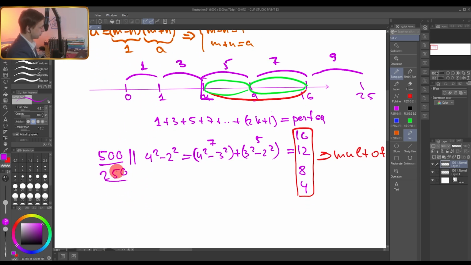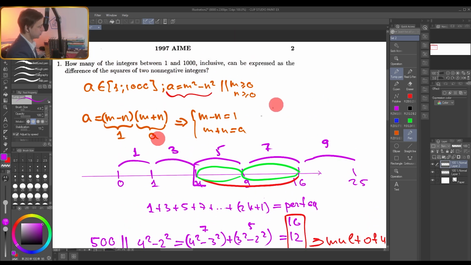It means that you can obtain exactly 750 different numbers from this range as a difference of 2 squares. As simple as that. So this is it. Let's go to the next problem.